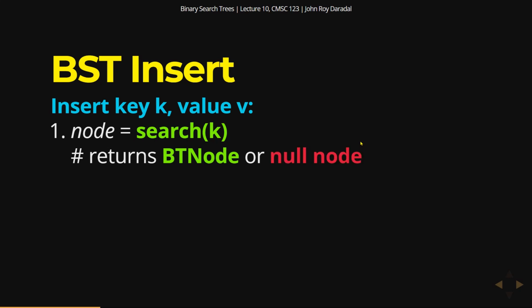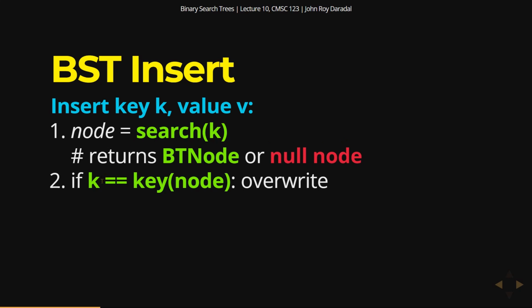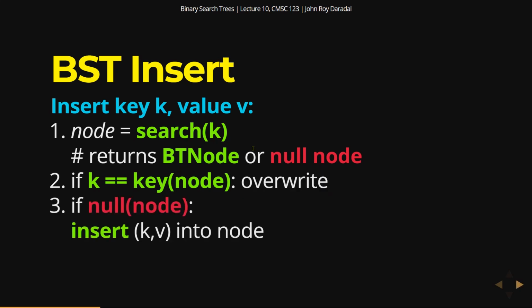Since we said that we're modeling a map here, the keys should be unique. So if we have found that the node of the key is equal to the key that we're inserting, then we'll just overwrite, because the key already exists in the map. But if it's a null node, that means that it doesn't exist yet, so we will insert that entry into that null node. It's safe to add because it doesn't exist yet. So search: if it's found, overwrite. If it's not found, then insert the entry to the null node.